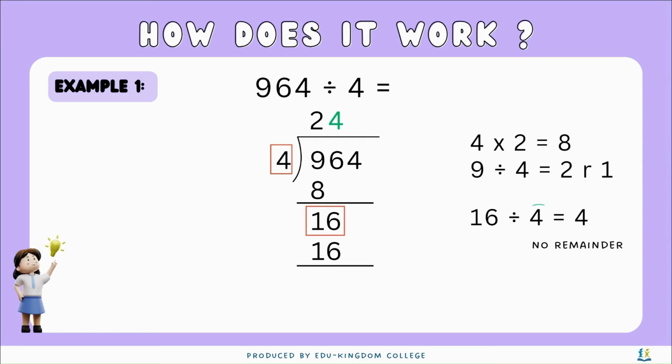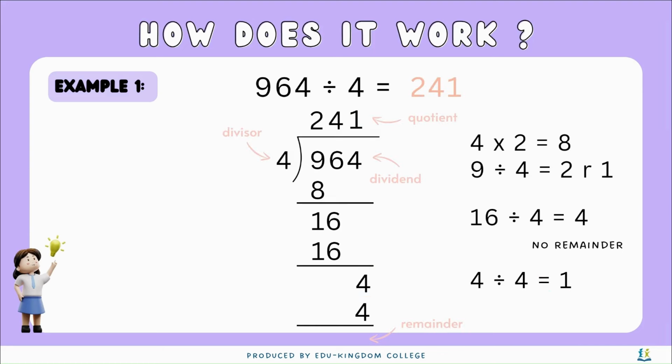Now we have to drag down the last 4 of the dividend. 4 divided by 4 is going to give us 1. We're going to write the 4 with no remainder, and 1 at the top. We're going to line it all up and that gives us an answer of 241.